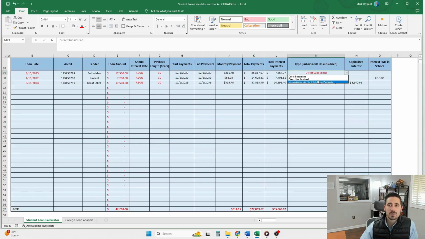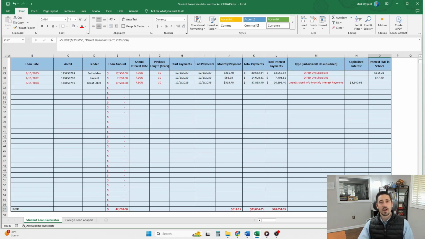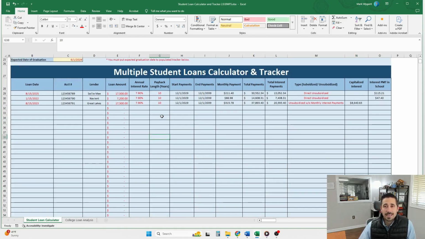So let's just say this was unsubsidized as well. Now that's another $115. So every month while I'm in school until my repayment period, I'm still paying $162 right here, just so that everybody can see that. And so that's this tracker and this analysis sheet in general. I think it's a pretty nifty tool.